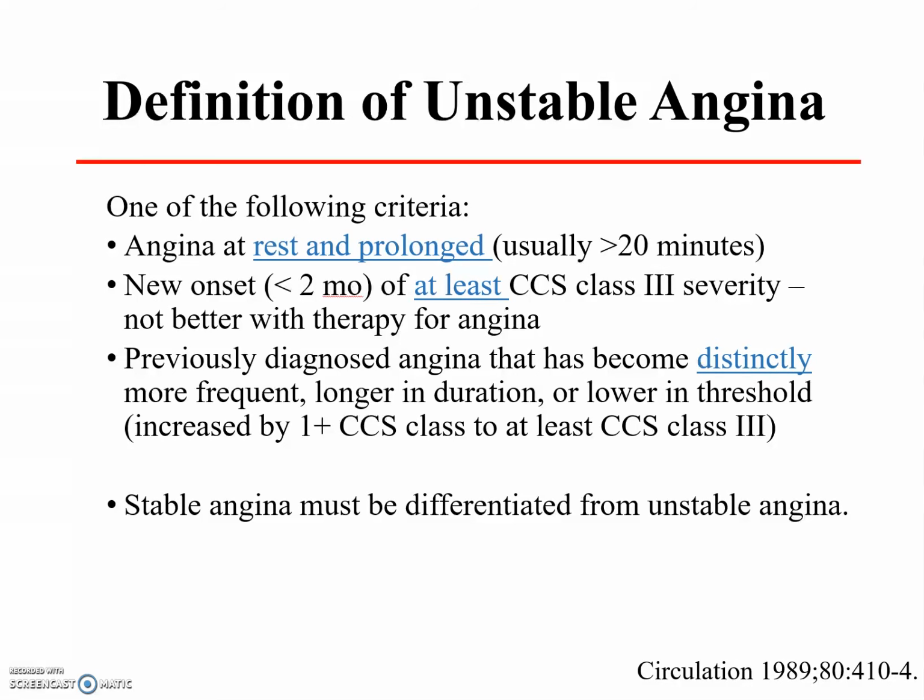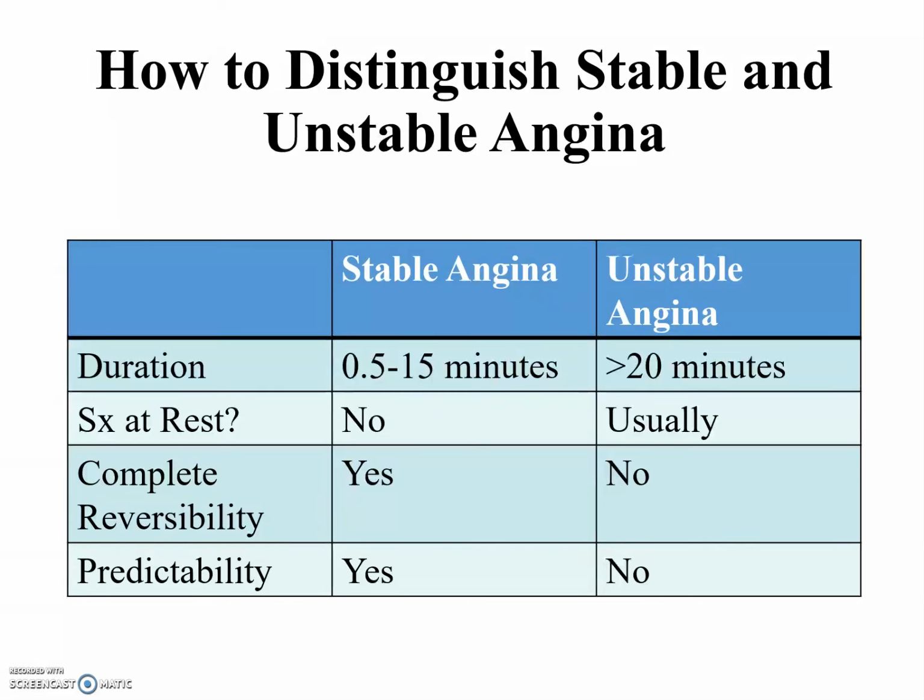And it's important to understand and determine when someone has a decrease in their capacity that they might be heading towards having unstable angina. So we need to differentiate stable angina from unstable angina, and that is summarized on this slide here. It can be summarized as the difference in the duration, shorter versus longer, whether it's at rest, unstable is at rest, and stable angina is completely reversible and predictable versus unstable angina not being the case. So these are the major distinguishing characteristics between the two.